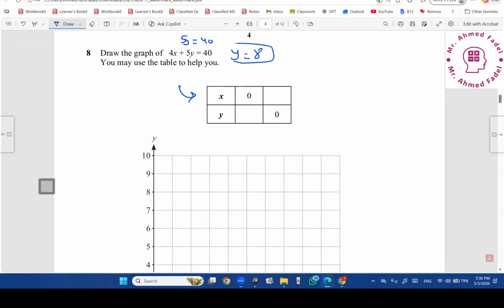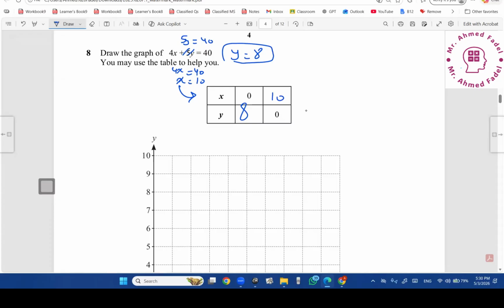And if y is 0, 5 times 0 is 0, so it's only 4x that is left equals 40. Then x is going to be 10. So it is 0, 8, 10, 0. You must complete this table.